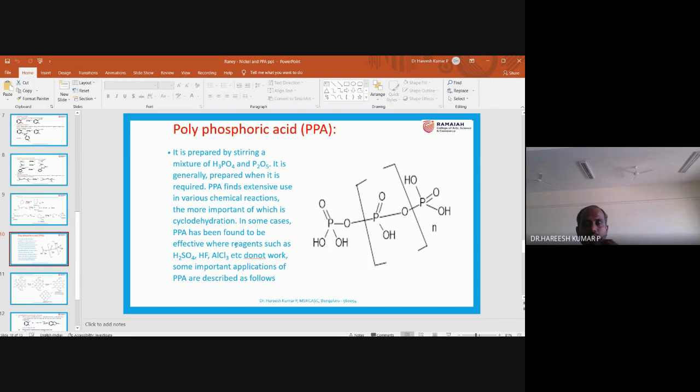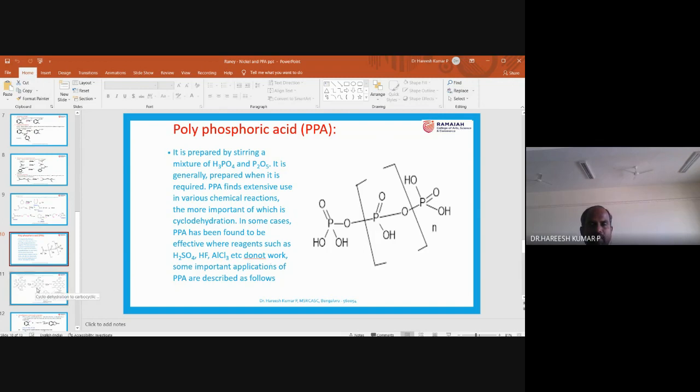And one more thing, this is more effective with certain co-reagents. For example, if we are using sulfuric acid as a co-reagent, PPA is very much effective. Hydrofluoric acid, if you are using, that's also very reactive. So overall, PPA is more effective in presence of sulfuric acid, hydrogen chloride, and aluminum chloride. That's what you need to remember. So with this, let's look into the application of PPA, polyphosphoric acid.